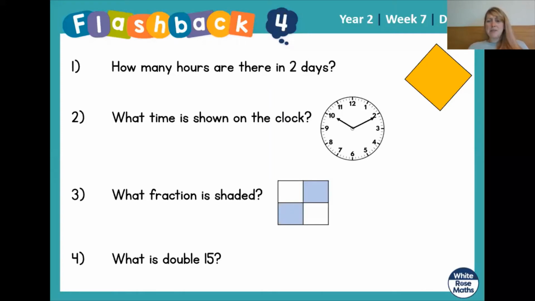So how many hours are there in 2 days? That's quite a tricky one, but it is 48. Remember, there are 24 hours in one day. So if you double the 2 10s and you double the 4 1s, you get 48. Now the time shown on the clock is, of course, 10 past 10. Half of the image is shaded and double 15 is 30.